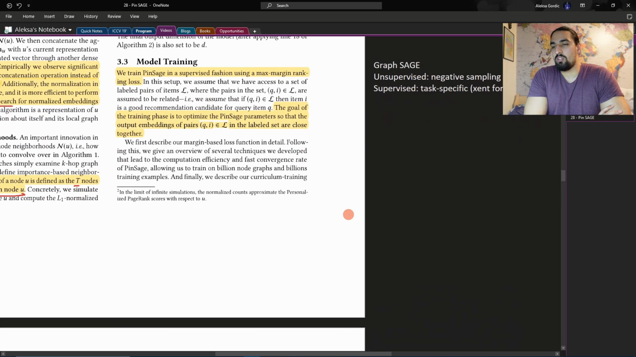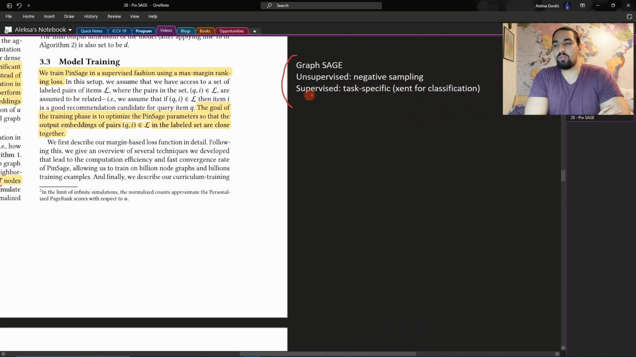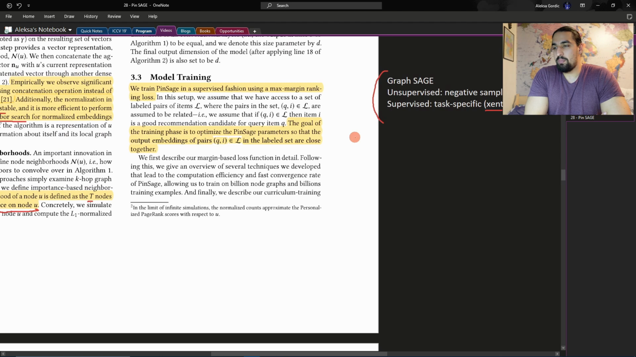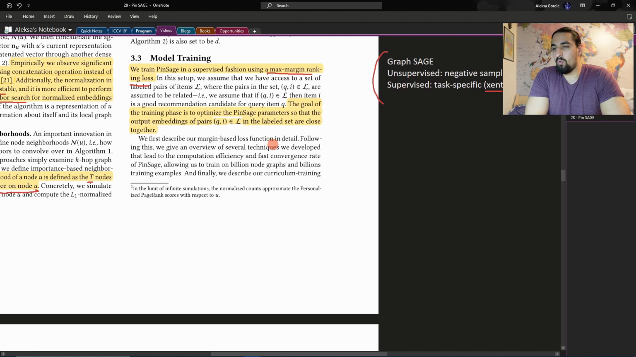If you remember how GraphSage was trained, it was trained either in an unsupervised manner using negative sampling, or we had a task-specific supervised loss, like cross entropy in the case of classification. So here, PinSage uses this thing called max margin ranking loss, and we'll see what that is in a sec. But before that, what's the data? The goal of the training phase is to optimize the PinSage parameters so that the output embeddings of pairs Q and I from this set L, the labeled set, are close together.